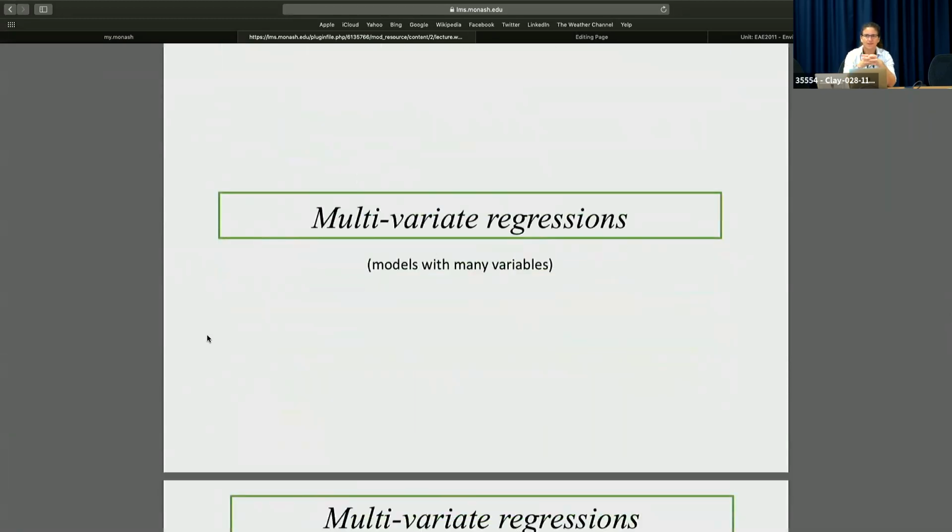So, models with many variables: multivariate regressions. Remember we spoke about ANOVAs, and we talked about a one-way ANOVA that was just one variable. It's exactly the same. We can do ANOVAs with more than one factor. Remember we did an ANOVA with site, and we could have done it with site and type of vegetation. We can add a lot of variables to these linear models, and ANOVA is a type of linear model.